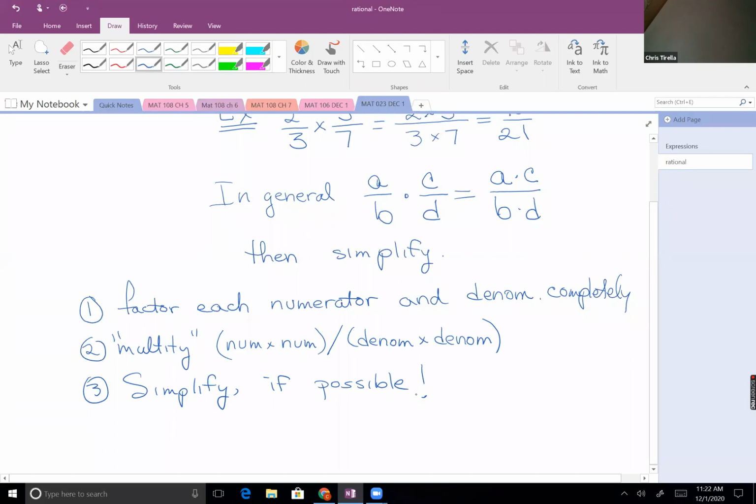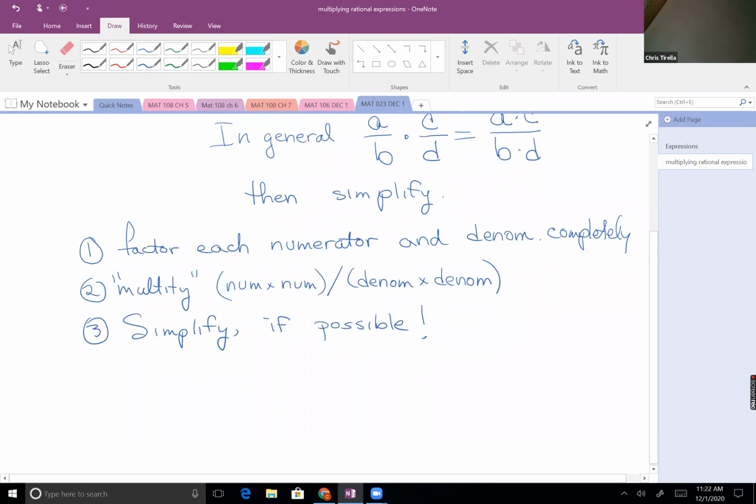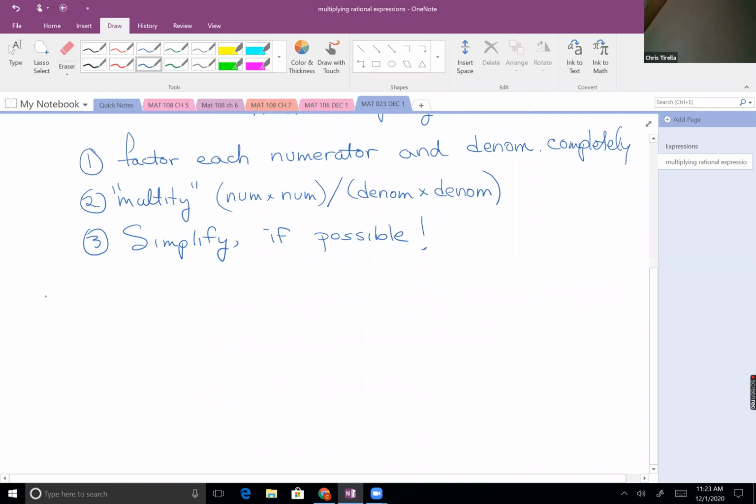And again, I always think of it as a silly sentence. Fractions are fun if you factor first. The fun part is the crossing out. In order to be able to do that, you have to first be able to factor. So, there's the rules. Let's look at a couple of examples.